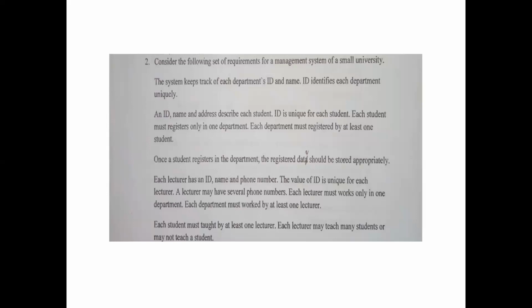The system keeps track of each department's ID and name. ID identifies each department uniquely. Here we can identify the first entity, that is department. Its related attributes are ID and name. Let's draw this entity and the attributes.